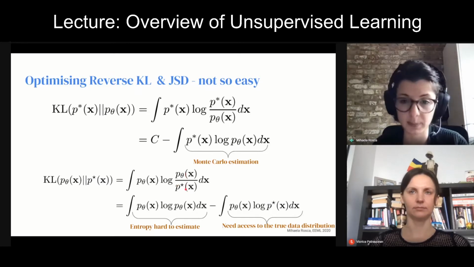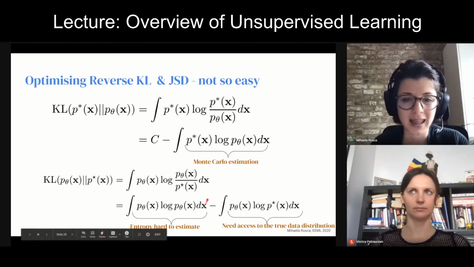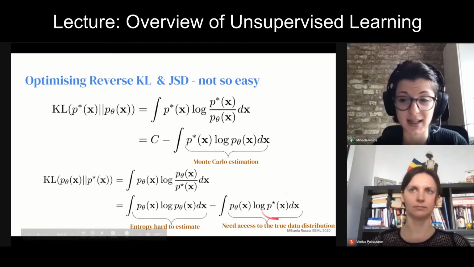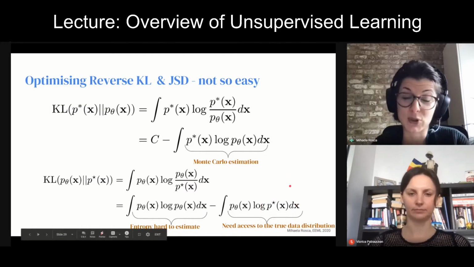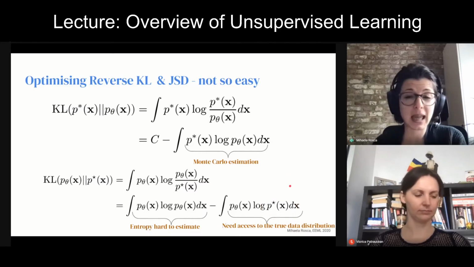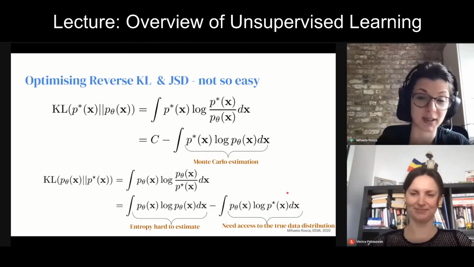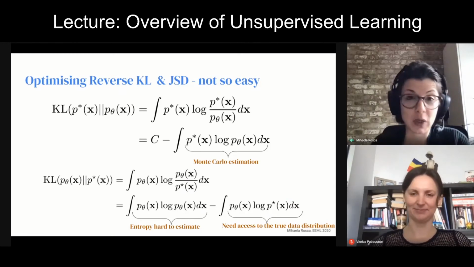We apply the same trick, split the ratio into a difference, and now we have the first term is the negative of the entropy. In general, evaluating entropies of high dimensional distributions is quite challenging, but this is not even our problem here. The problem here is that the second term requires access to the true data distribution, which we don't have. So one question that you might have is, well, Mihaela, how did you do these plots then? Well, I cheated. I actually used the true data distribution when I created the plots for the reverse KL and for the Jensen-Shannon, which in practice you don't know, so you won't be able to do.